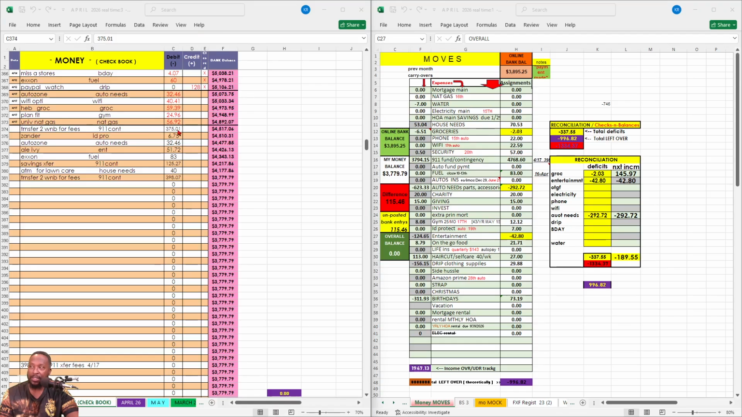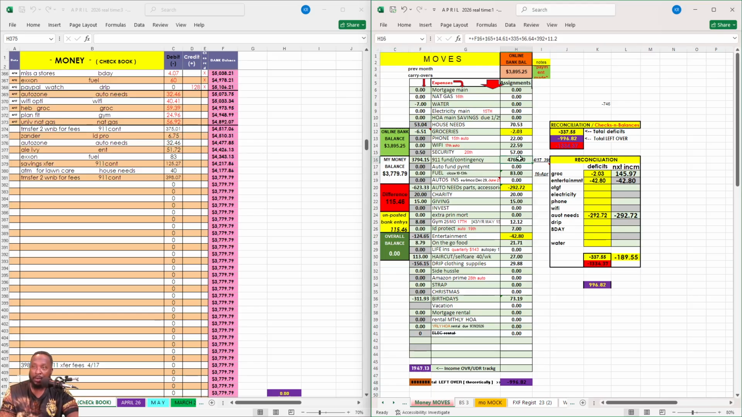So in this particular case, this 375.01 we see right there, I'm going to deduct it from my move spreadsheet, which shows a big picture of everything that's happening with my money. So we're still operating in step one and step two, and then I'll show you what happens with step three when we make the adjustments. So 375.01, I'm going to apply that deduction to the 911 contingency fund account.